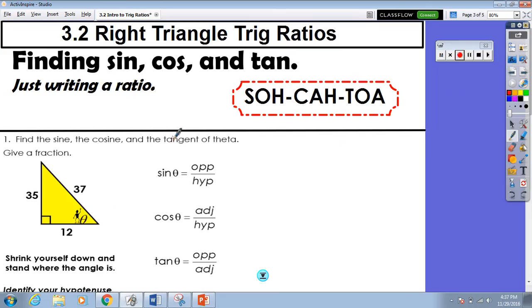Alright, so this time you're going to find, these are the directions up here. You're going to find the sine, the cosine, and the tangent. And notice the directions say, just write the ratio. So you're not solving anything. Alright, so let me move my little screen down so we can see what's going on here.